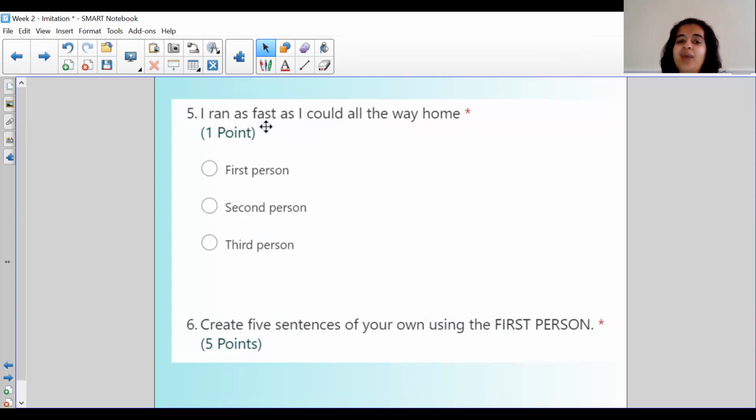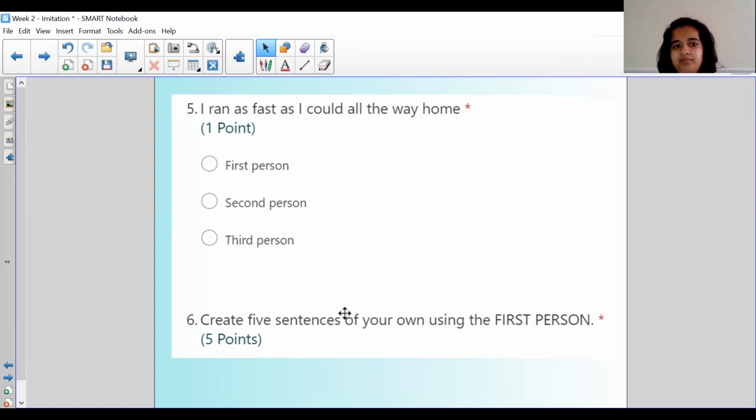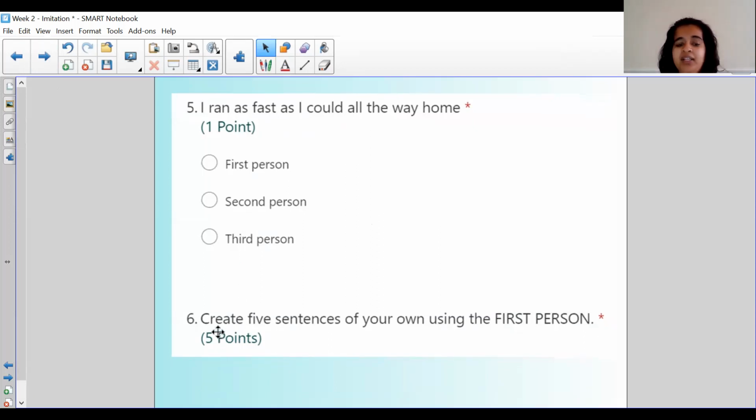Question 5, I ran as fast as I could all the way home. Is it first, second, or third person? Okay. And finally, number 6, create 5 sentences of your own using the first person only. So go back in the video, go back to the slide where it shows you all those personal pronouns, using I, using me, using we, okay? And create me 5 sentences of your own using the first person.